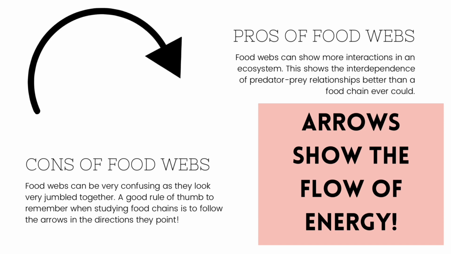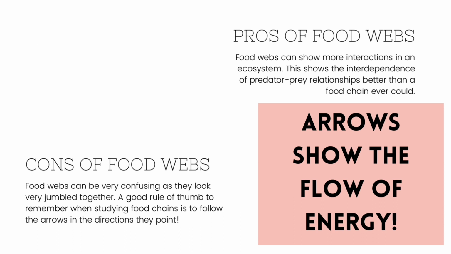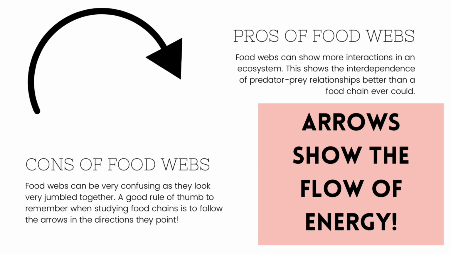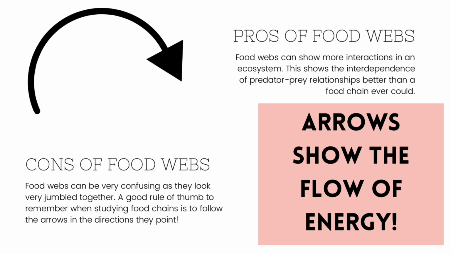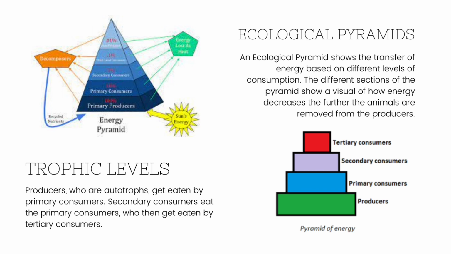Pros of food webs. Food webs can show the interactions in an ecosystem. They show the interdependence of predator-prey relationships. But a con can be that it's a little confusing. So you always want to remember that the arrows show the flow of energy in these models. You always need to follow the arrows to make sure that you are looking at the right flow of energy, because if you're not, then you can get a lot of questions wrong, because that's what the majority of the questions are about.